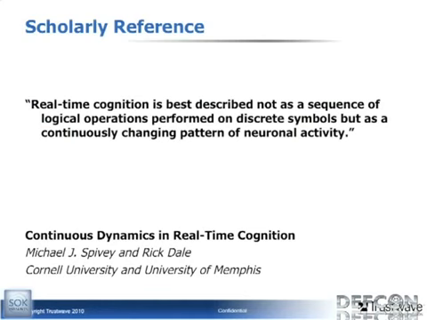Here's the scholarly reference that I think means what I think I'm talking about: real-time cognition is best described not as a sequence of logical operations performed on discrete symbols, but as a continuously changing pattern of neuronal activity. This poor Michael Spivey, who got cited at DEF CON, and Rick Dale of University of Memphis and Cornell University. What I take away from that is it's a flow.